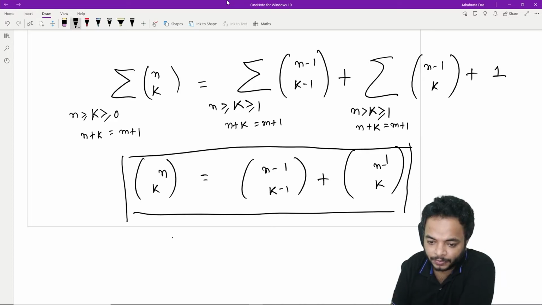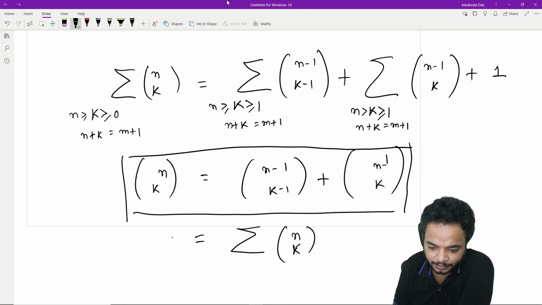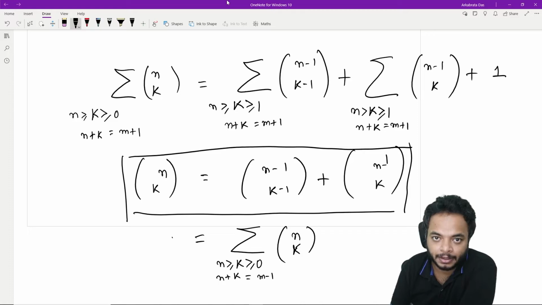Okay, so we are getting this is equal to summation. Now I'll bring this n minus 1, k minus 1 to n choose k. So n choose k. Now here n would be greater than or equal to k greater than or equal to 0, and n plus k would be equal to m minus 1. Okay, so the two variables n and k are getting shifted by 1 unit, so the sum gets shifted by 2 units, m minus 1.